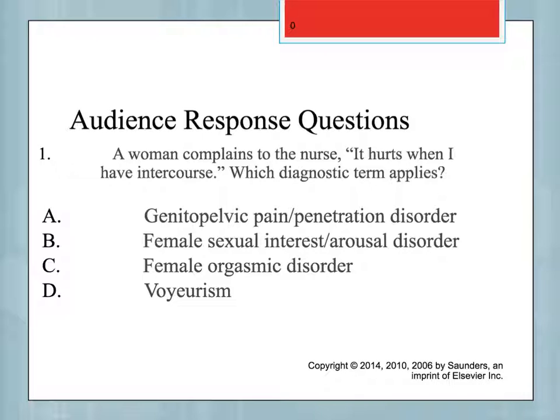A woman complains to the nurse, "It hurts when I have intercourse." Which diagnostic term applies? Look at the available answers and pick the one you think. Genitopelvic pain penetration disorder was formerly known as dyspareunia. So you figure out which one is easier to pronounce. But anyway, the correct answer is A.